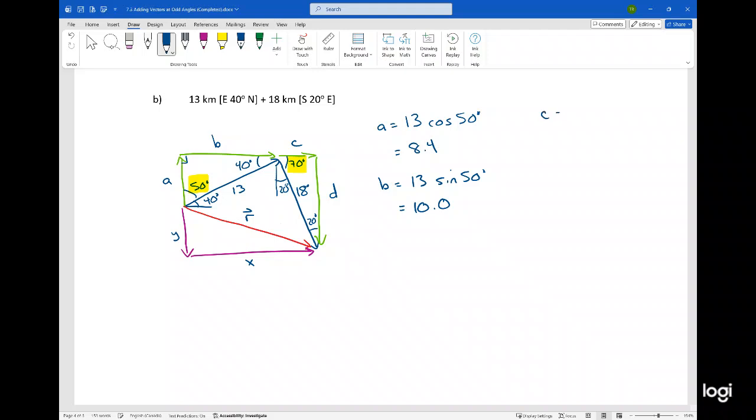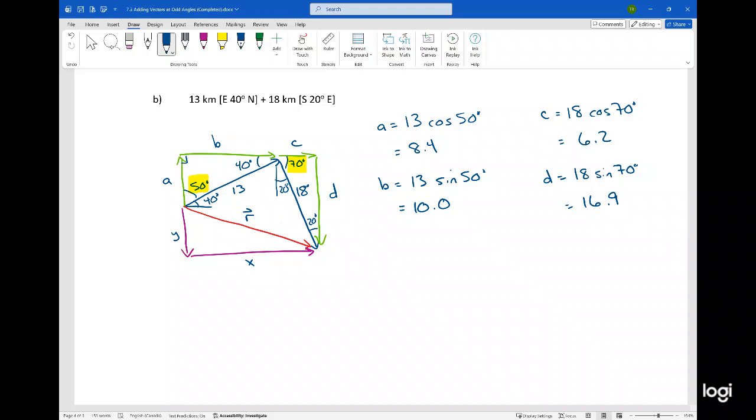Now for C, we're going to do 18 cos 70, since we're dealing with an adjacent. That gives us 6.2. And D equals 18 sine 70, since we're dealing with an opposite. And that gives us 16.9. And sure enough, D is much longer than C, which the diagram would suggest.